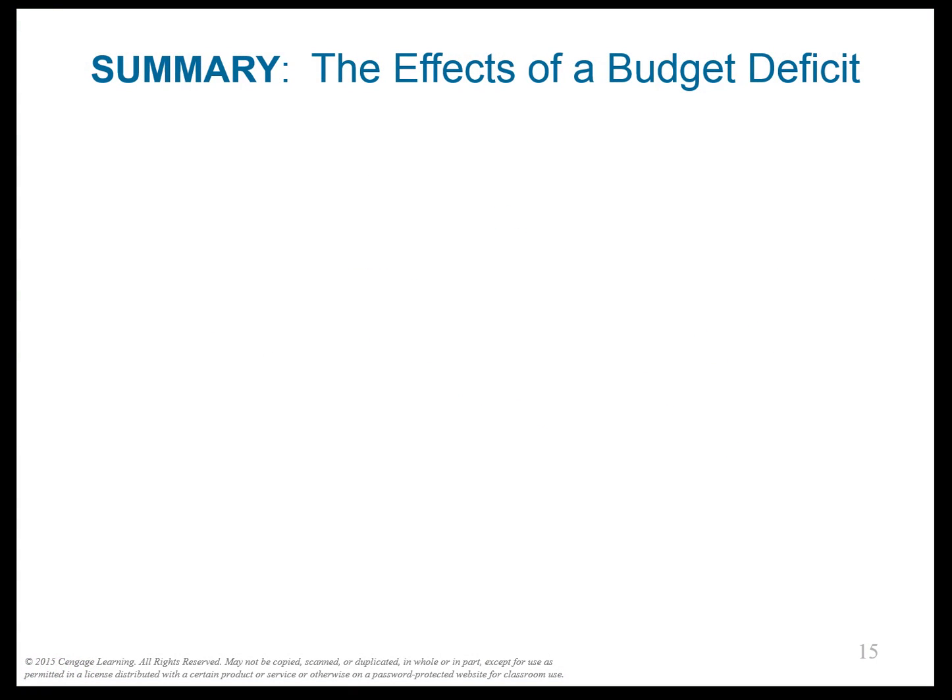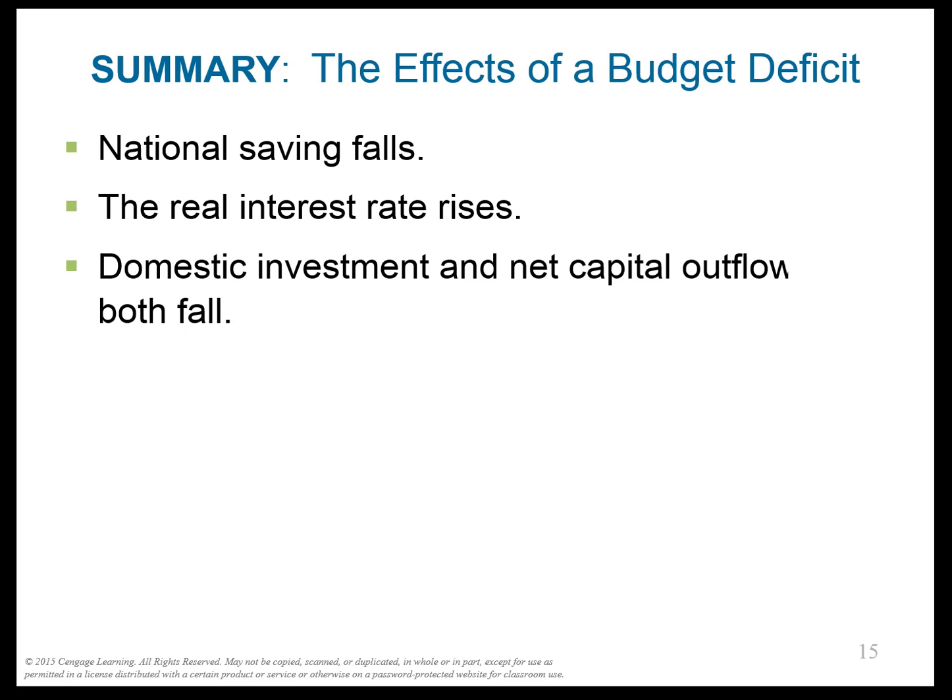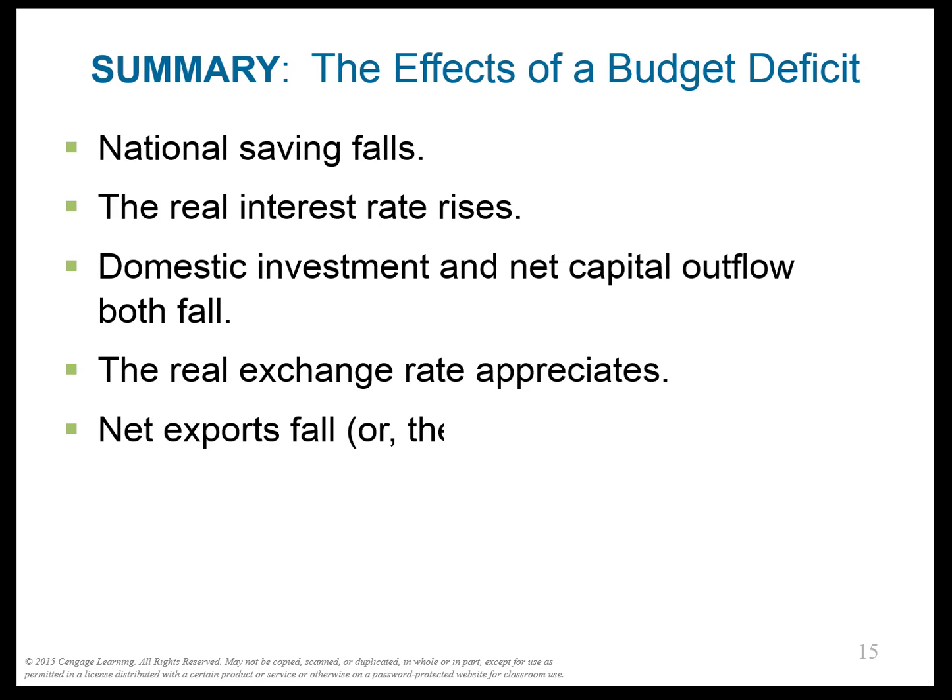All right, so summary, what did we learn from that last exercise? Well, when the government runs a budget deficit, national saving falls, right? There's fewer dollars available for investors to use because the government is sucking them up to finance its budget deficit. The real interest rate rises, domestic investment and net capital outflow fall, the real exchange rate appreciates, and net exports fall, which makes the trade deficit even worse, okay?